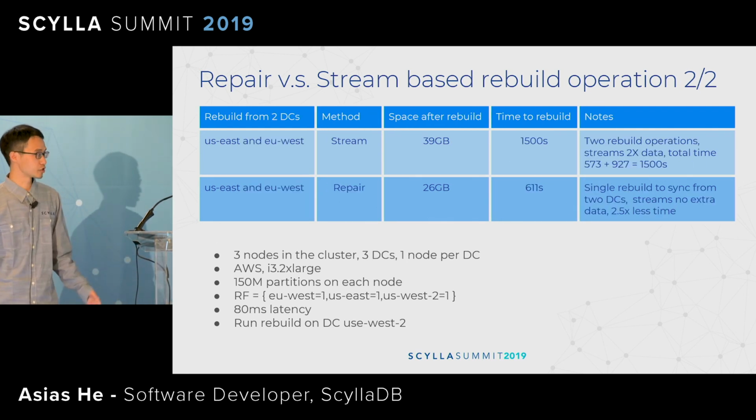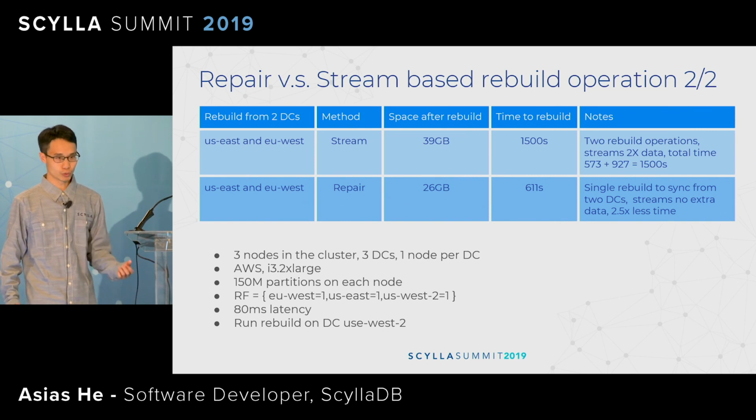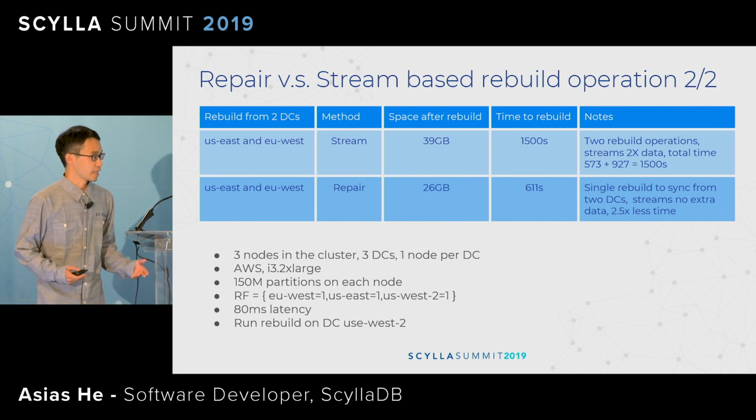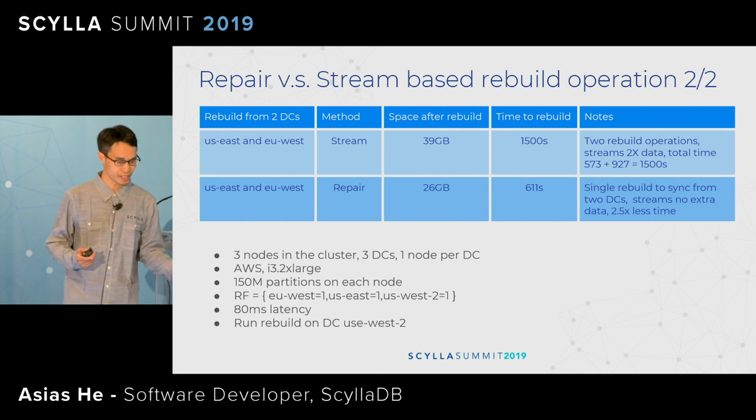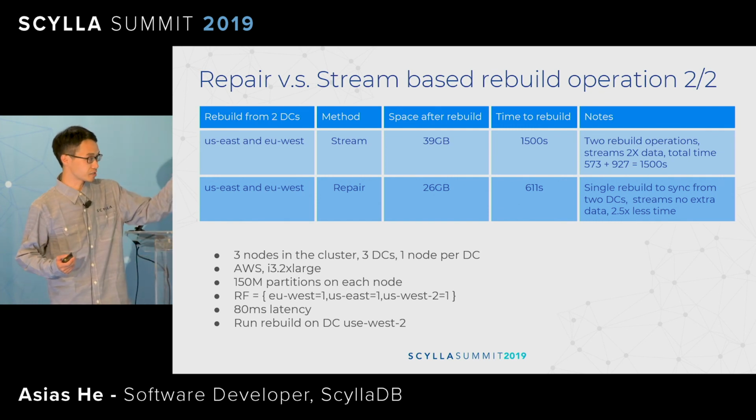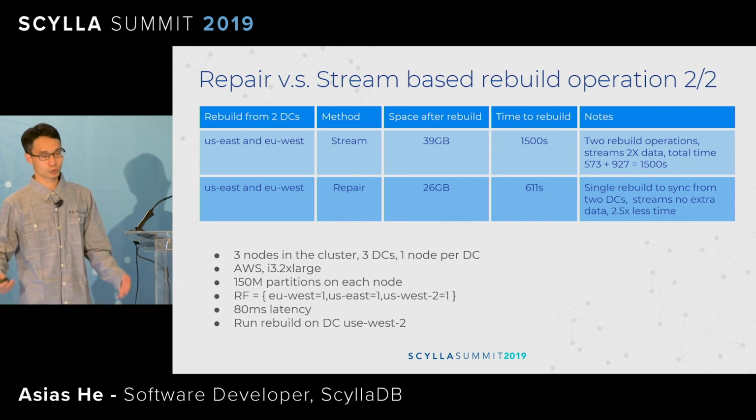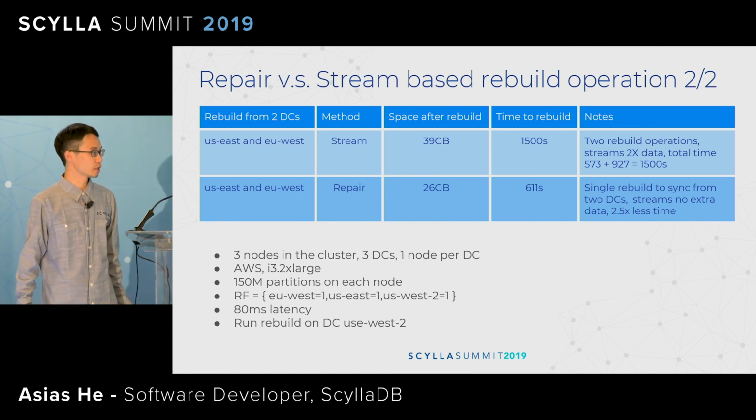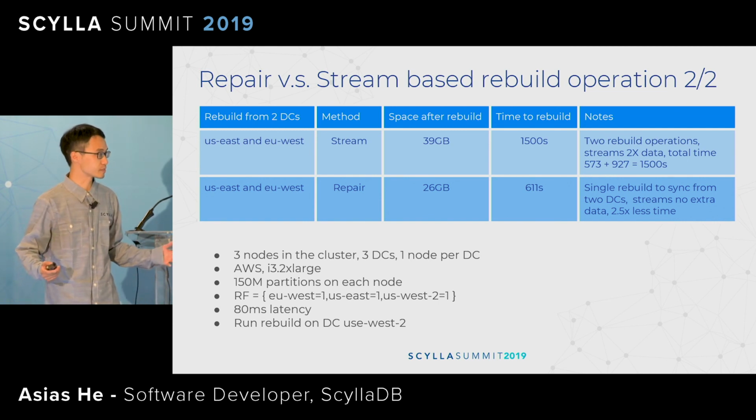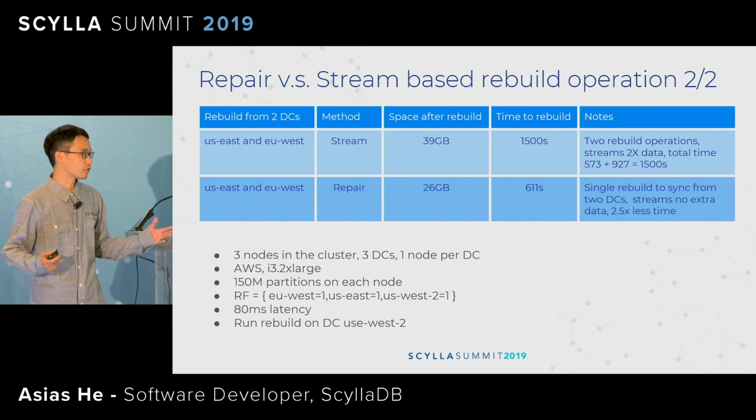The second test is to rebuild from 2 DCs. For the stream-based operation, we have to run 2 separate rebuilds. Due to this, it will stream 2 times more data, as we can see here. For the repair-based operation, we only need to perform 1 rebuild operation to sync from both DCs. And there is no extra data transferred. And the time is around 2.5 times faster.